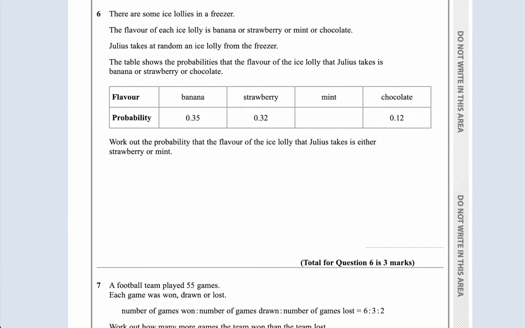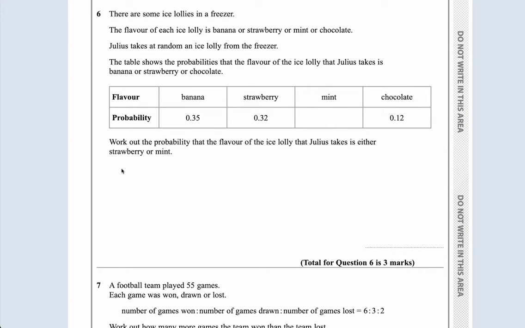Question 6. There are some ice lollies in a freezer. The flavor of each ice lolly is banana, strawberry, mint, or chocolate. Julius takes a random ice lolly. The table shows the probabilities. Work out the probability that the flavor of the ice lolly that Julius takes is either strawberry or mint. Okay, so I just need to find the probability it's mint, guys.